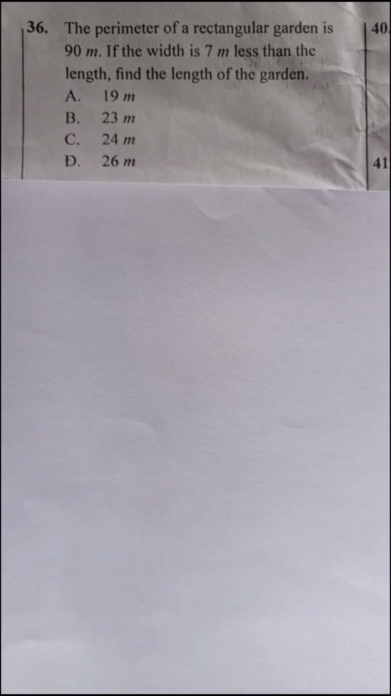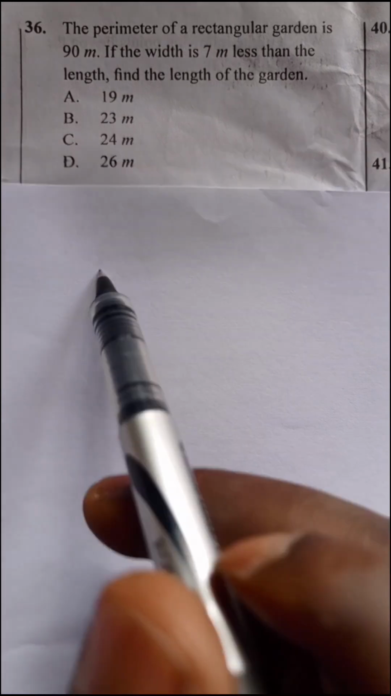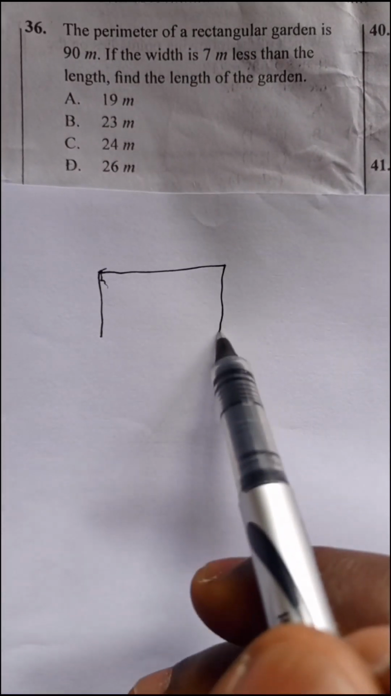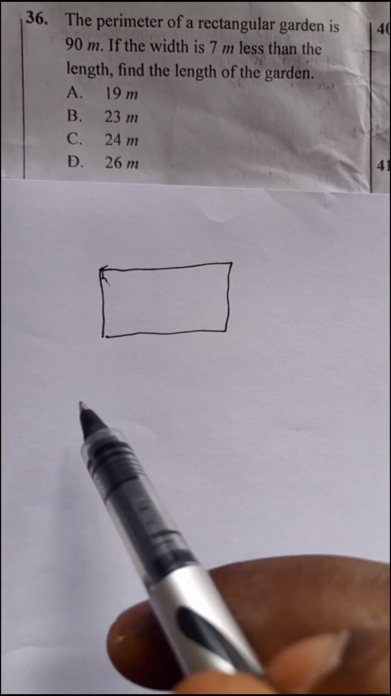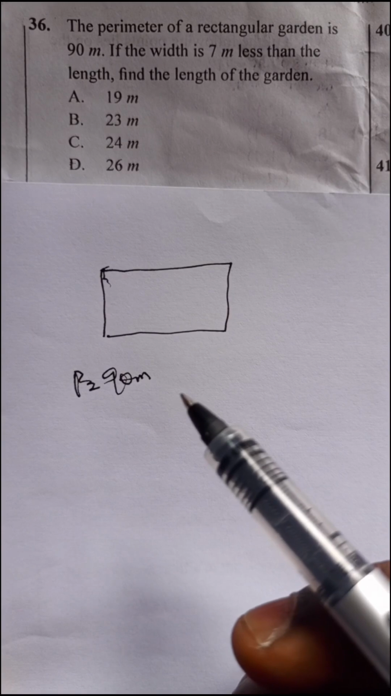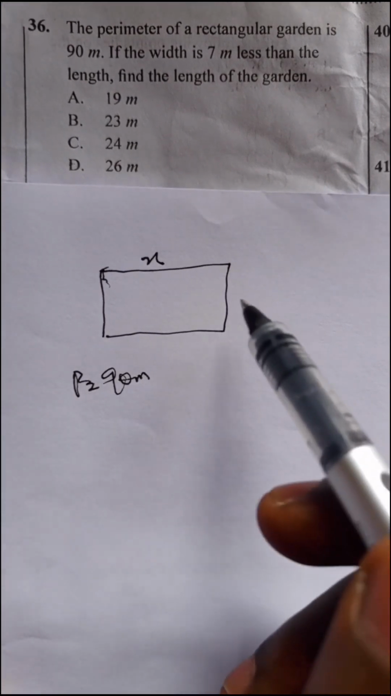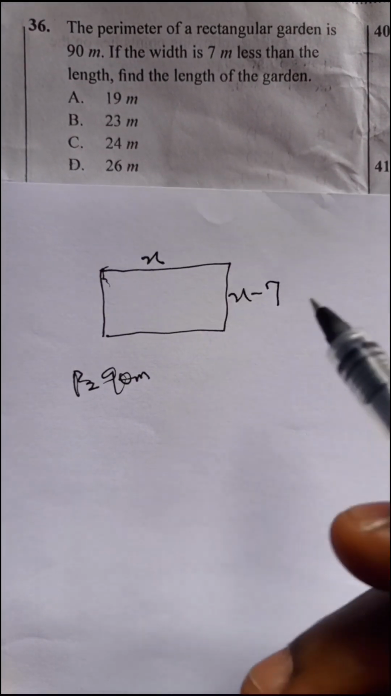Question number 36, you have to find the length of the garden, a perimeter garden. The sketch, this is a rectangle. You are given that the perimeter of this rectangle is 90 meters. The width is 7 meters less than the length. Let the length be x, and then the width will be x minus 7.